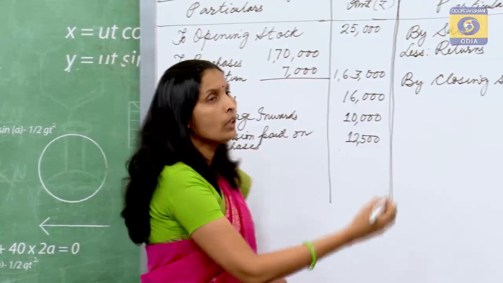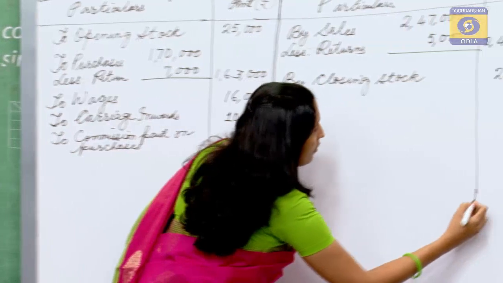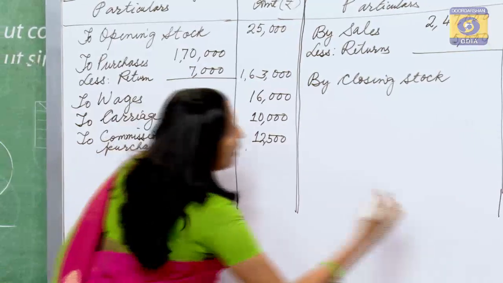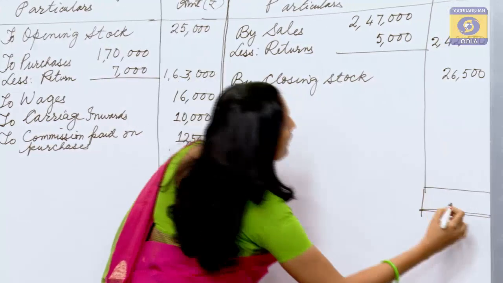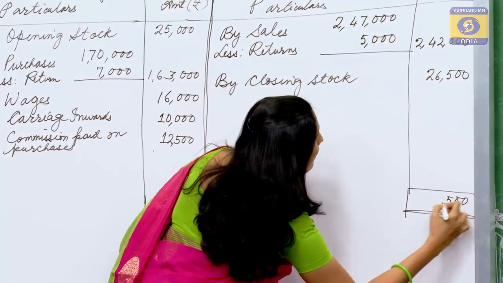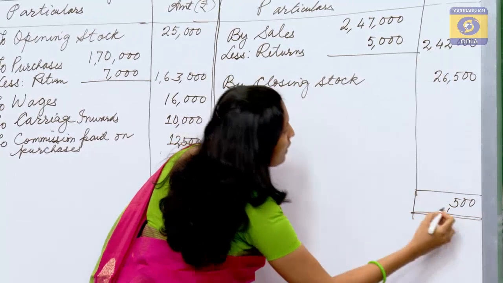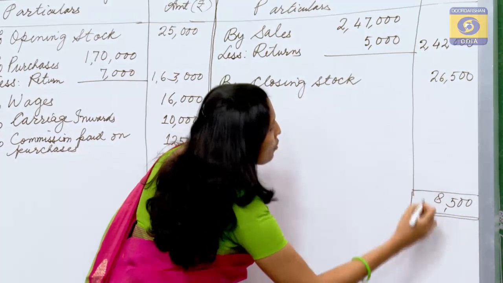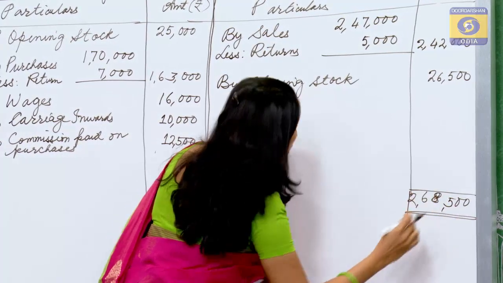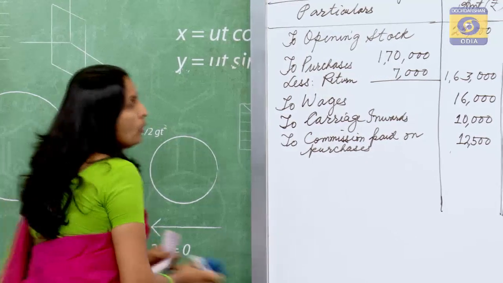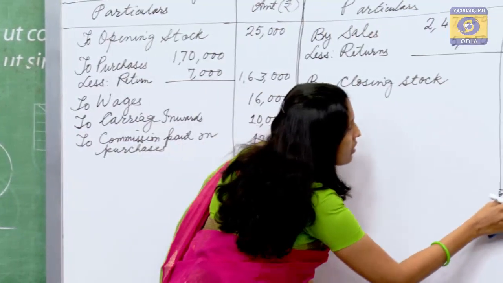Now, let us take a look whether the credit side is heavier or the debit side is heavier. So, let us do the totaling for the credit side. What is the total of the credit side? Students, let us do the totaling. We have 500, then 6 plus 2, that is 8, 4 plus 2, that is 6. So, that is 2,68,500.